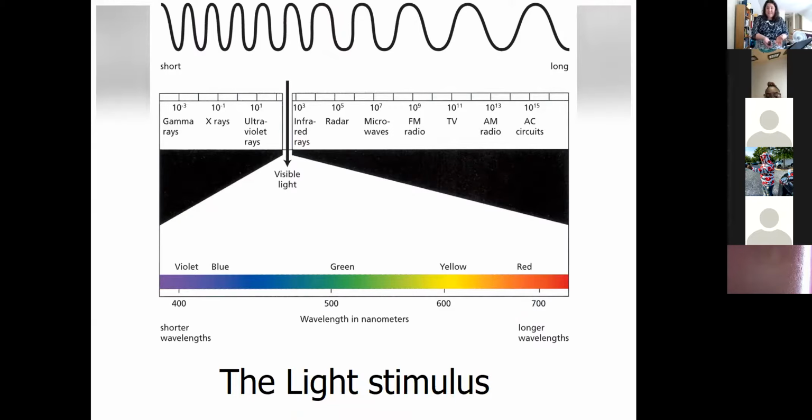And so how do we see these colors? Well, there's a couple different theories.